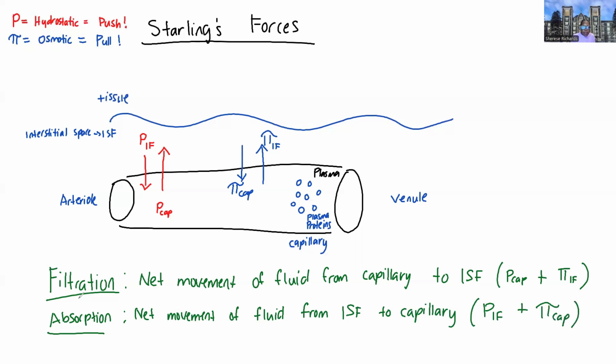All right. So we're going to think about two different forces that are acting on our capillary, and we'll end it here for today, but we will go on to reiterate this. We'll add some numerical values and actually calculate what the pressure gradient will look like and what direction of flow. We'll talk about some different examples as well. All right, so filtration being our PCAP and our osmotic interstitial fluid, absorption being our interstitial fluid hydrostatic and our osmotic capillary pressure.